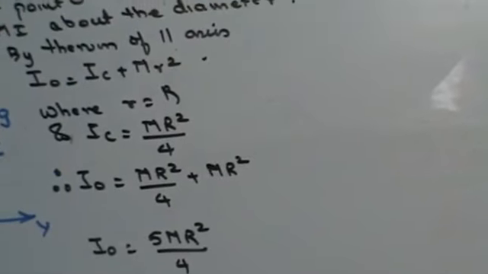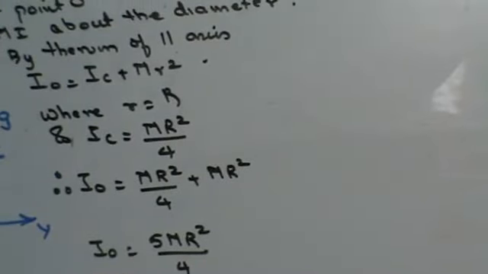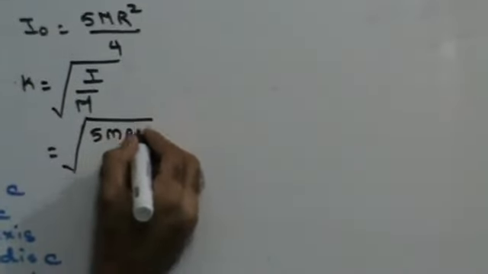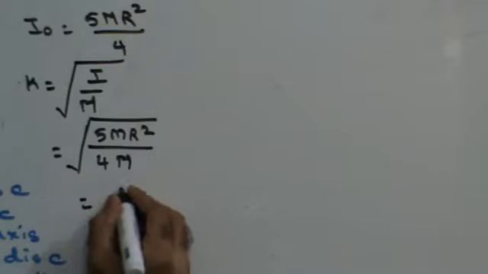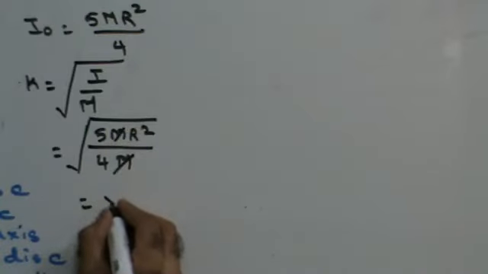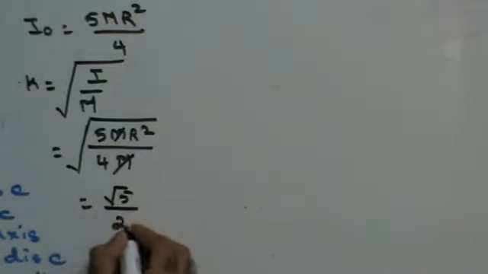What will be the radius of gyration for this? Radius of gyration, that is K, is square root of I upon M. This is nothing but square root of 5 MR square by 4 upon M, which is root 5 by 2 R. That will be my radius of gyration.